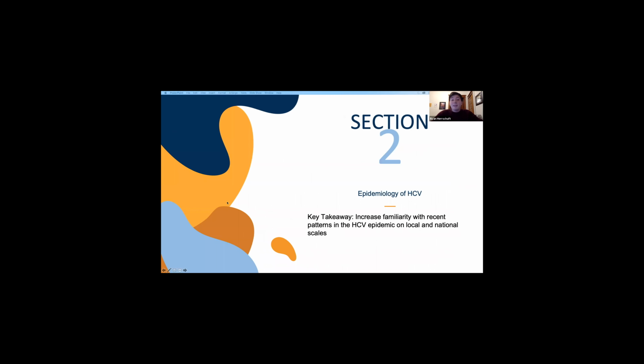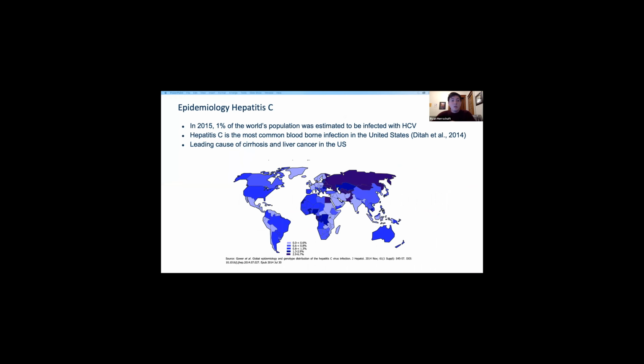So now I would like to talk a little bit about the epidemiology of hepatitis C, looking at trends and patterns in the hepatitis C epidemic on local and national scales. On the global scale, in 2015, it was estimated that about 1% of the world's population was infected with hepatitis C. But we can see in the map that I've included that there are drastic variations between countries in those hepatitis C rates, right?